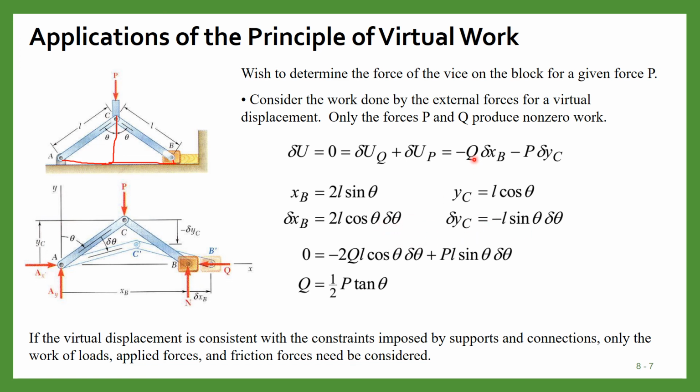Now we can put these expressions in this equation. The final equation of virtual work is minus 2Ql cos theta delta theta plus Pl sine theta delta theta, and from this we get the expression Q is equal to half of P tan theta. So if we know the value of P, we can calculate Q, or if we know Q, we can calculate P. This is how we can do the problems related to virtual work.